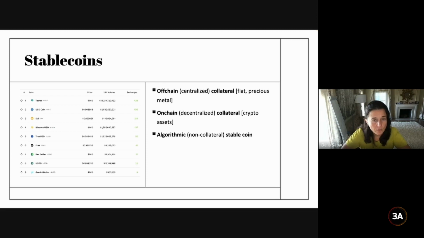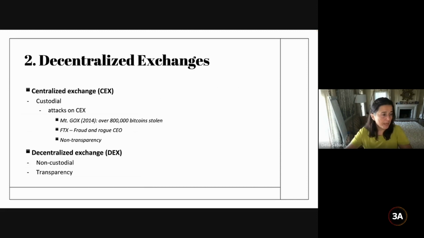And there are several ways to create those stablecoins. For example, off-chain, which is centralized, with the collateral being fiat or precious metals, or on-chain, which is more decentralized, and the collateral for that is digital assets, crypto assets. There's also another way, which is called algorithmic, where the collateral sometimes can be no collateral, but sometimes can be partial collateral stablecoins. Okay, another example of the DeFi building blocks is decentralized exchanges.